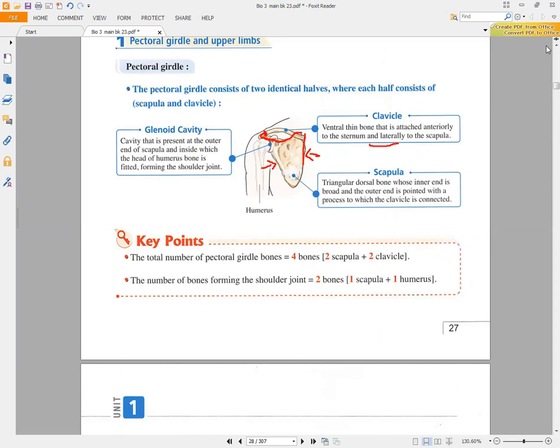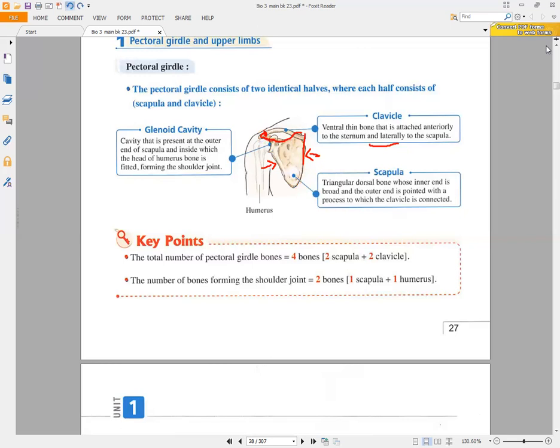The limbs, okay? So here we will find that the inner part is broad. As you look here, the inner part is broad, and the outer part here is pointed. And also, we have a process where the clavicle bone is attached, okay?